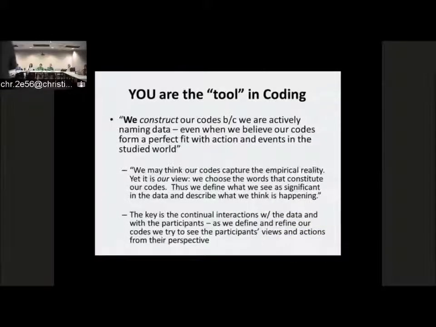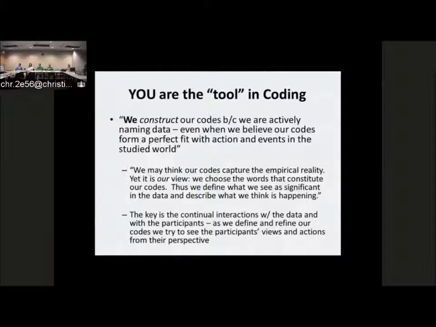I'm going to give you a couple quick quotes here. I'm going to go through a few of them. We construct our codes because we are actively naming data, even when we believe our codes form a perfect fit with action and events in the study world. And the key there, of course, is that I'm saying that you are the tool. We construct our codes. We're your team, right? You're constructing the data. It's the interpretation that we believe they perfectly fit, but they don't.